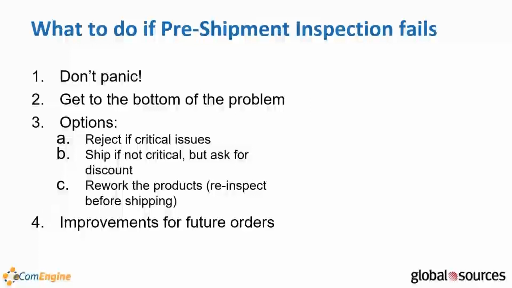And then lastly, you want to make sure that you can implement improvements for future orders. Once you've identified the issue, talk to your supplier about what measures they can take to avoid the same issue in future orders.